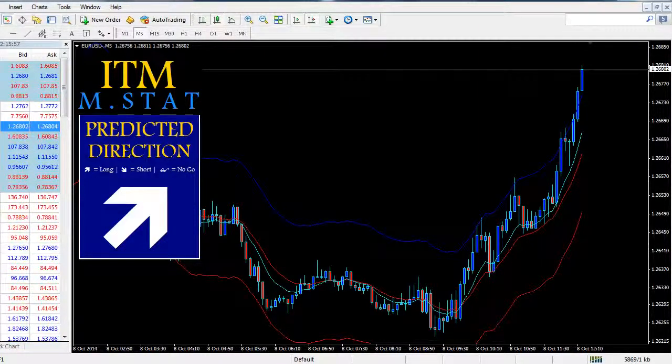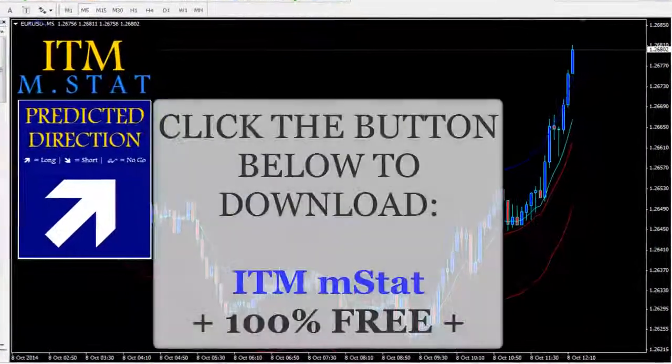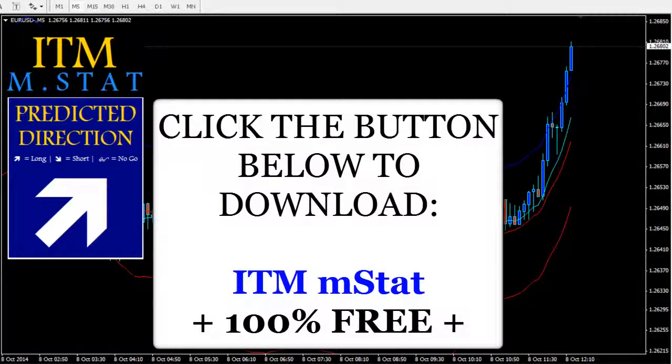So had this been a 1 minute chart, we would have been looking at a very strong breakout. On the M5 chart, it offers you a bit more flexibility in terms of selecting your entry, and if you're using ITM MStat, it allows you an aggregated view of all time frames, so you can really fine-tune your entry point and use the M5 time frame to your advantage there.